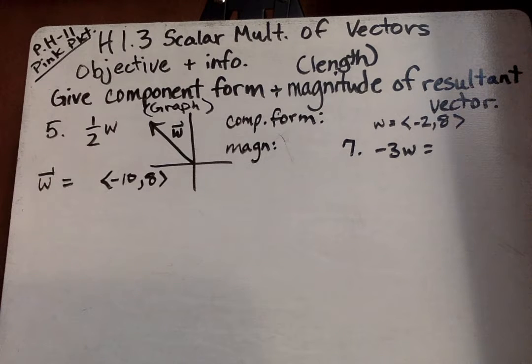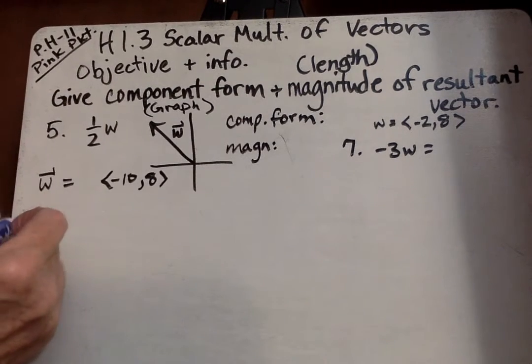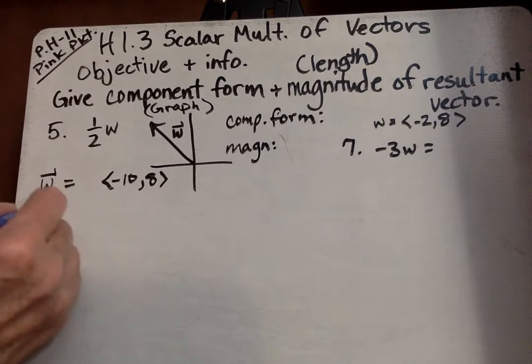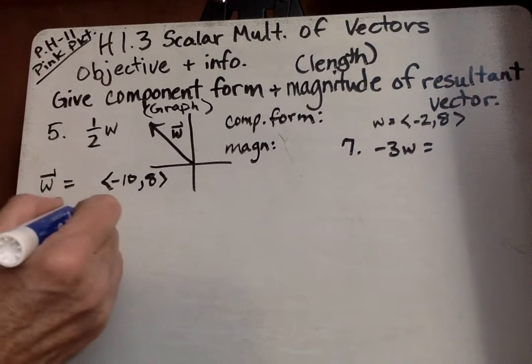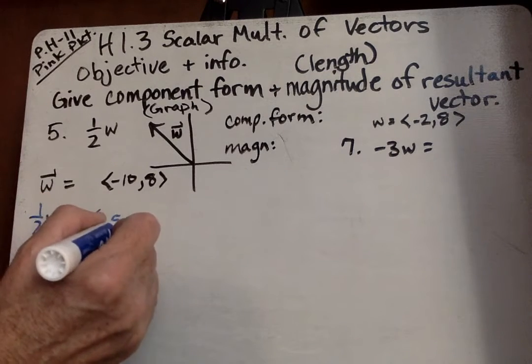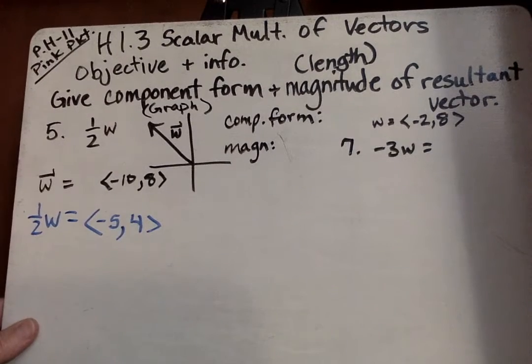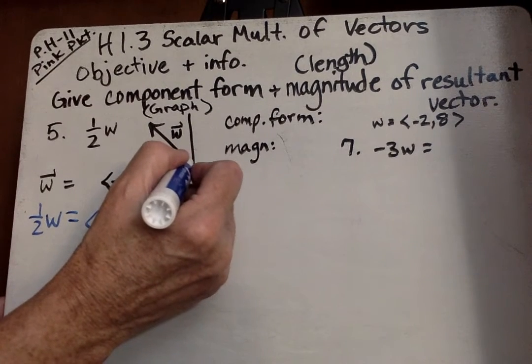So go ahead and turn the page over to number 5 where it says 1/2 W. Graph the resultant vector and give its component form and magnitude. So it's 1/2 W, which means it's scaled to half of that. So I'm going to put 1/2 W here. We're going to put the component form. So half of -10 is -5, and half of 8 is 4. So there's the resultant vector, and I'm going to go ahead and put it right up here.